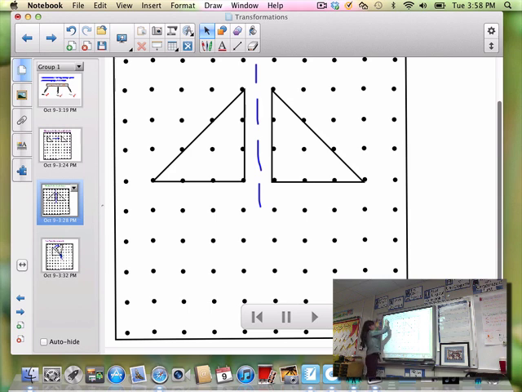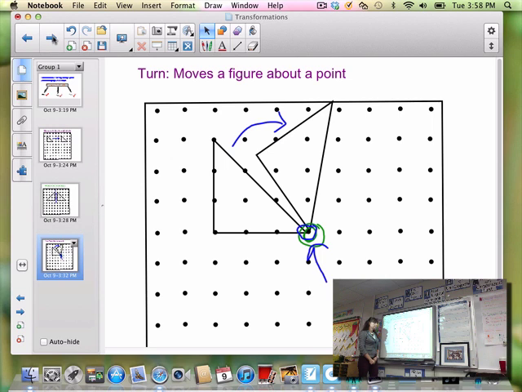That brings us to our third and final transformation, a turn. A turn moves a figure about a single point. And what we're looking at right now is a right triangle that has been turned about the point that is circled in green and blue in the clockwise direction.